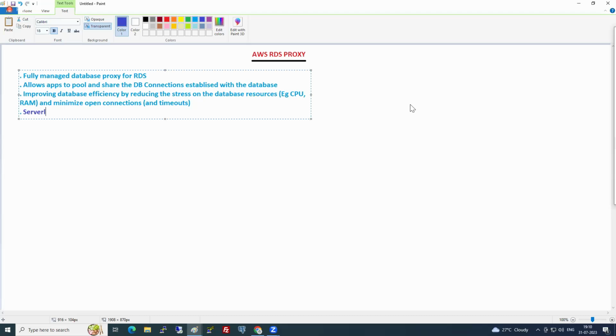And this is serverless, guys. Automatically auto scaling will happen. Automatically it has high availability. And this RDS proxy supports MySQL, Postgres, MariaDB, MS SQL, and Aurora. Which one is left? Which database is missing? Oracle is missing. Okay.